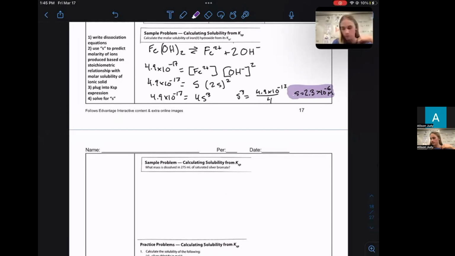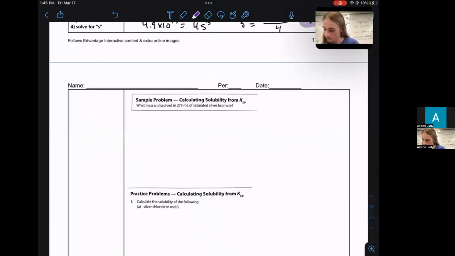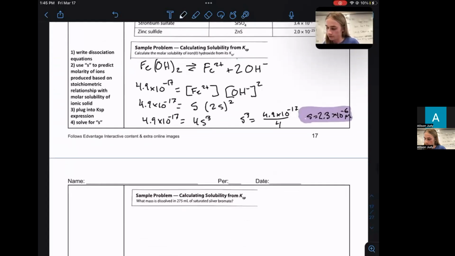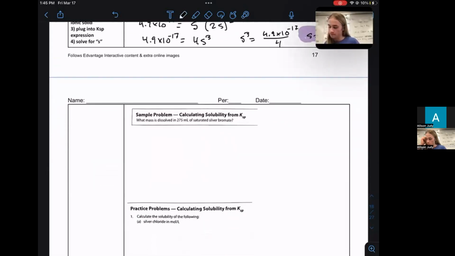There are a few more practice problems here. Let's run through this one together because it's a little more complicated. This is an application of solving for molar solubility from KSP. It's not just solving that. We will have to start the same way though. They're asking what mass is dissolved in X milliliters of saturated solution, and we're going to have to know the molar solubility to be able to figure out how many moles are dissolved in that much water.